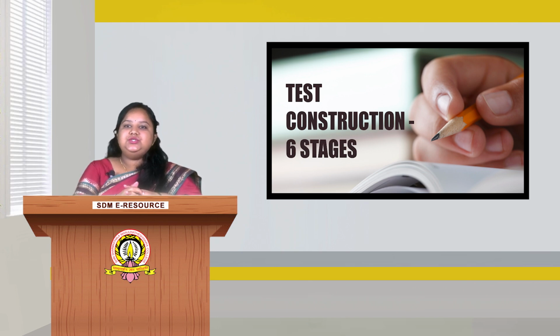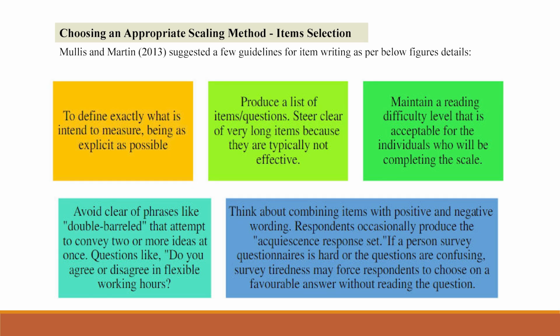Questions like, do you agree or disagree with flexible working hours? Next one is, think about combining items with positive and negative wording. Respondents occasionally produce acquiescence response bias. If a person's survey questionnaire is hard or the questions are confusing, survey tiredness may force respondents to choose a favorable answer without reading the question.